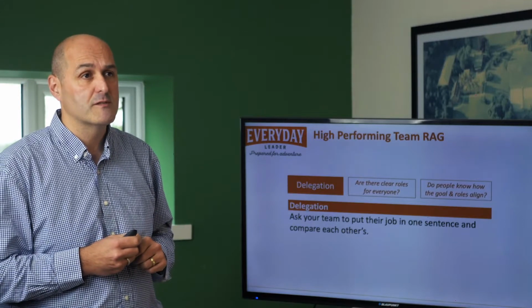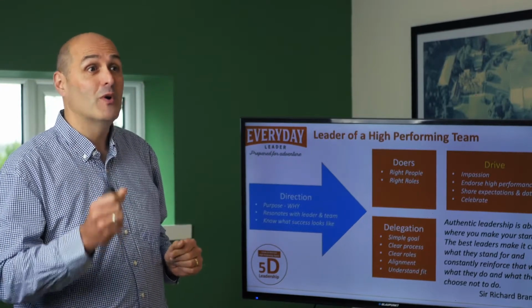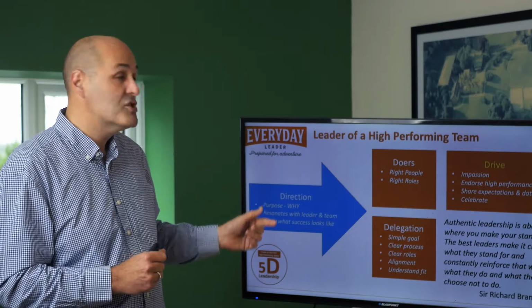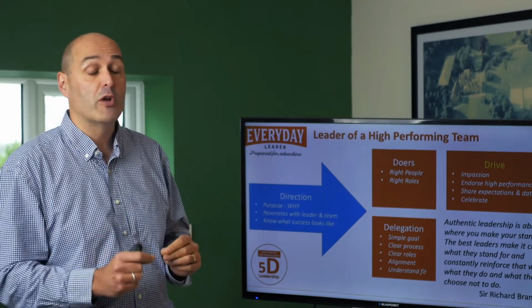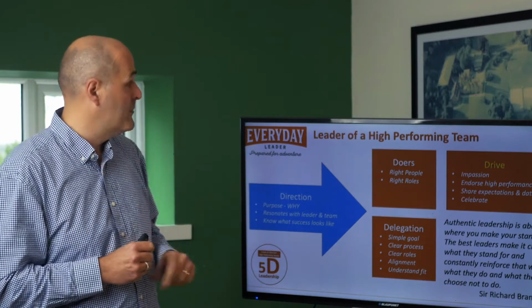that amongst themselves. So with 5D leadership, if you remember, we've got number 1 is direction, having a really clear purpose and why that everyone is clear on. Number 2, that you've got doers, you've got the right people in the right role. Number 3, delegation, making sure that there is a clear goal for everybody. Everybody knows their job and knows how it fits with other people on the team. And then we've got number 4, which is drive.